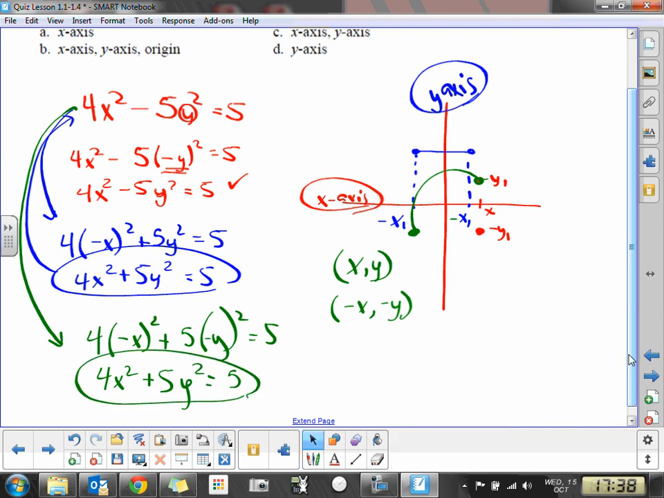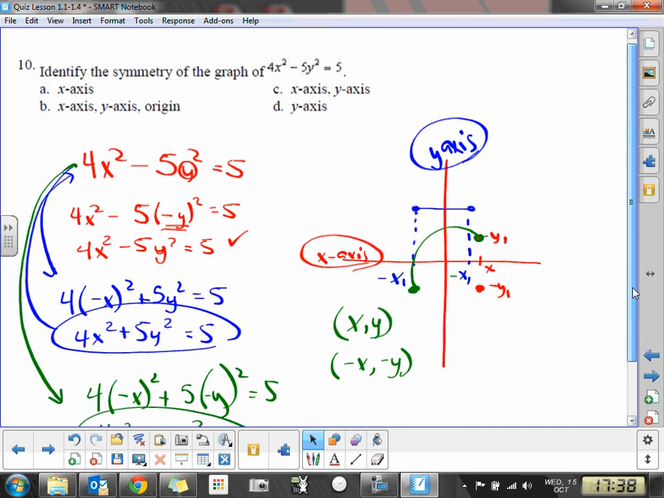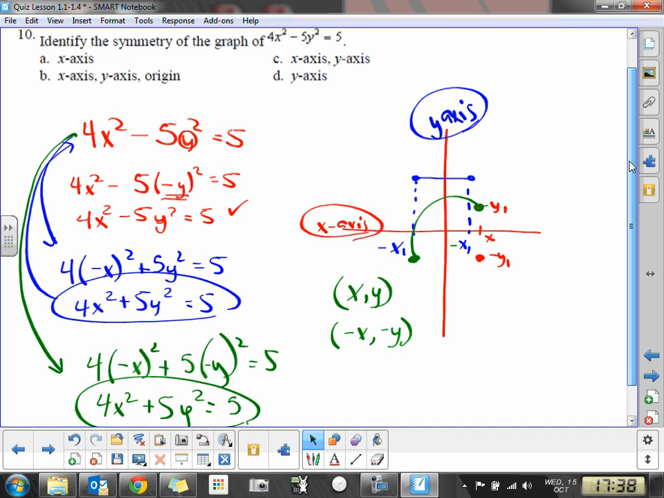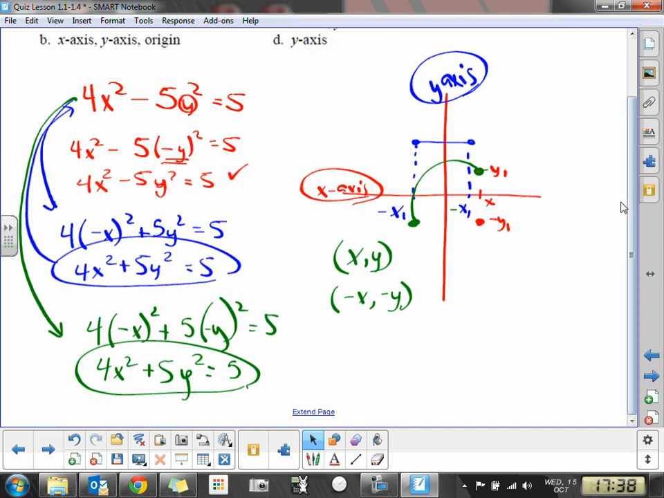What I'm showing you here is a way to do it algebraically, even if I don't know what the graph looks like, some type of circular or oval or elliptical. Actually, it's a hyperbola, but we haven't even graphed those. But I can do it without graphing, as long as I know how to do my algebraic test by replacing x with a negative x, y with a negative y, and both x and y with negatives to prove it's symmetrical to the origin. So that is letter B.